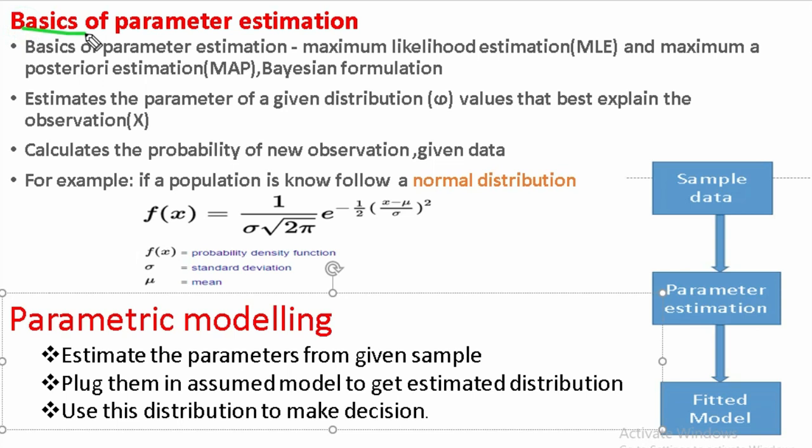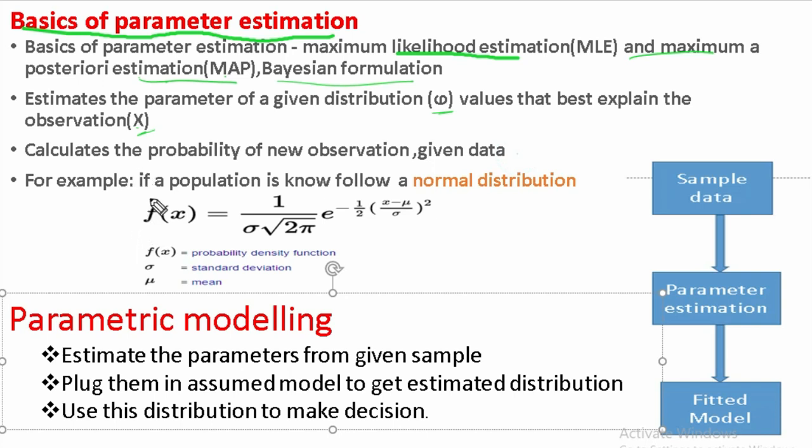Now we are going to start parameter estimation. It can be done using maximum likelihood estimation, maximum posterior estimation and Bayesian formulation. Maximum likelihood estimation's short form is MLE and maximum posterior estimation is written as MAP. Now what is this parameter estimation? Parameter estimation estimates a parameter of a given distribution, theta values, that explains the observation x. I'll give you certain examples based on it.